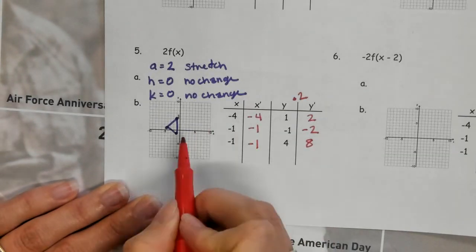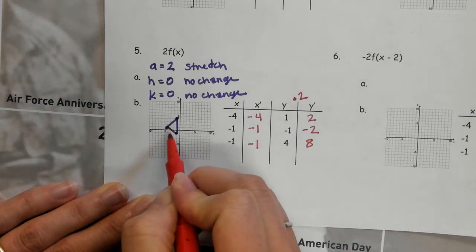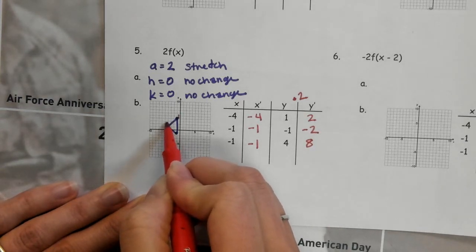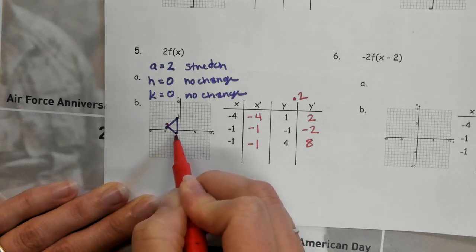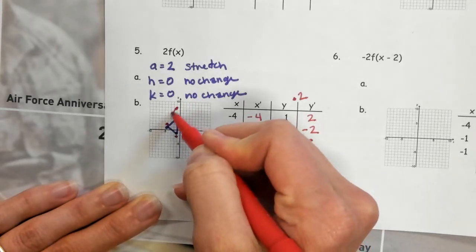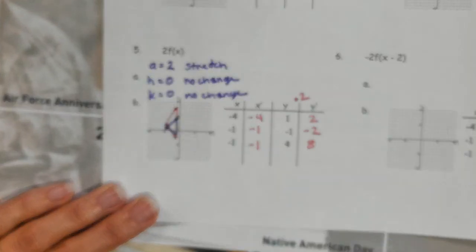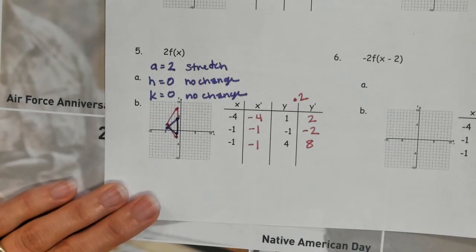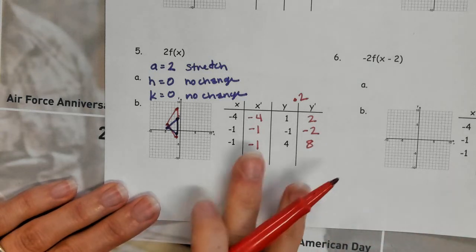Some practice is running. So -4, 2, -1, -2, -1, 8. So if you see, it looks the same, but it's stretched. It didn't change the x values. All it is changing is the y values. It's stretched by 2.